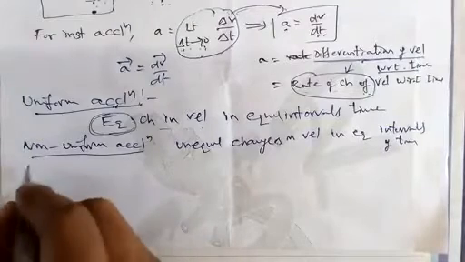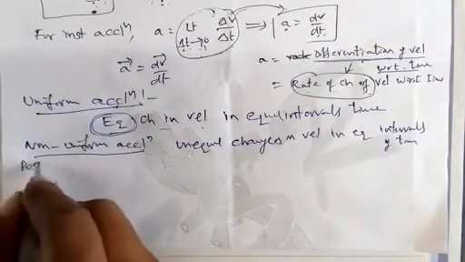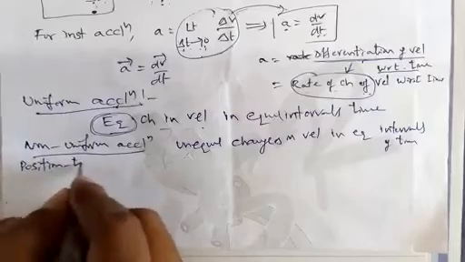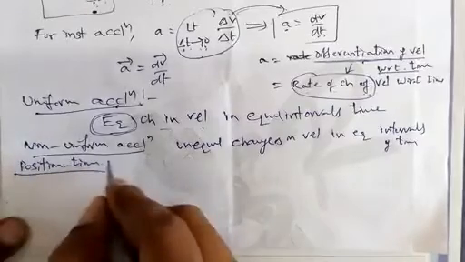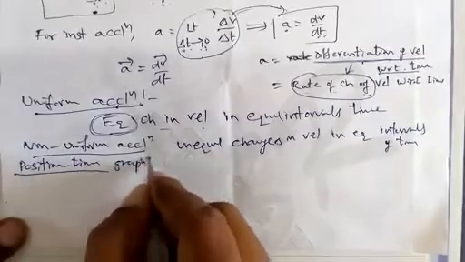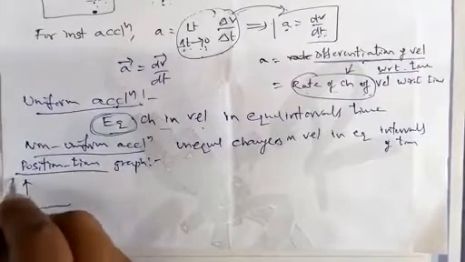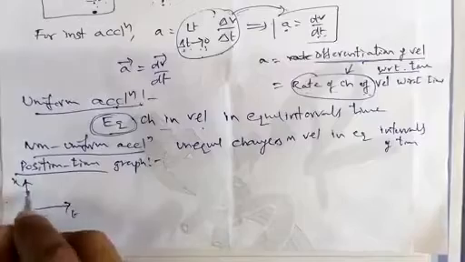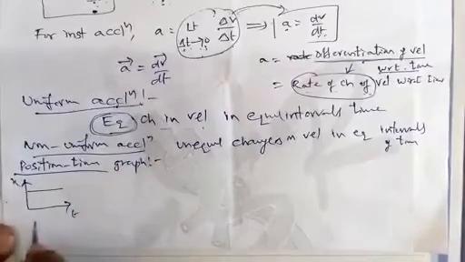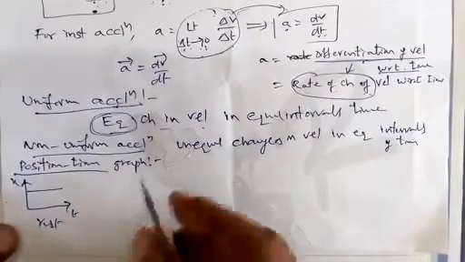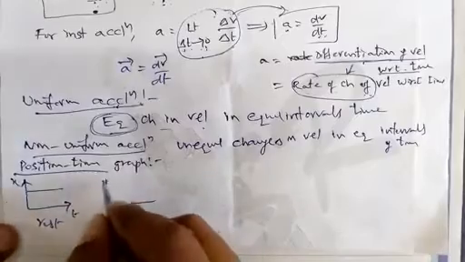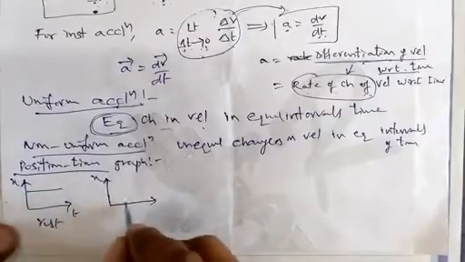First we discuss some more position-time graphs. Yesterday I already taught position-time graphs, so we will discuss some more here. Suppose you have a position-time graph like this. What is the meaning here? Suppose the position-time graph is like this.